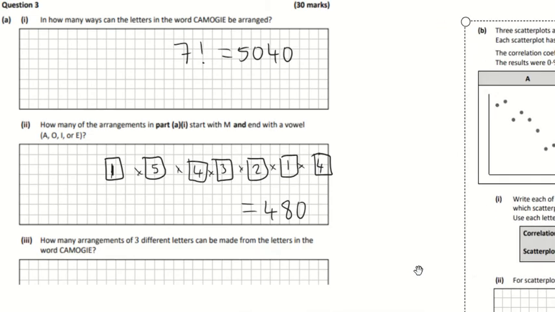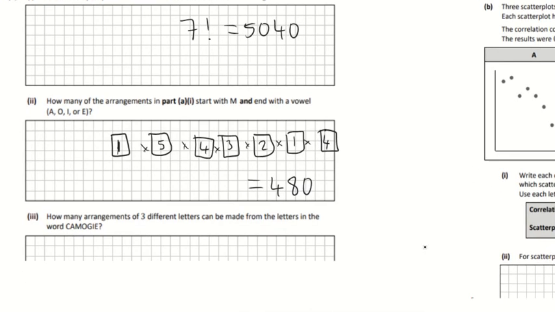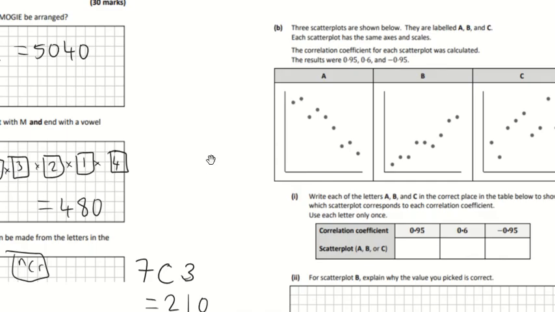How many arrangements of 3 different letters can be made from the letters in the word camogie? So you can use the nCr button on the calculator. That's on most calculators. So there's 7 letters to choose from, and you want to pick out 3 different letters from it. So it's 7 choose 3. So 7 choose 3 is what you're doing. So you can use the calculator again, and you should get 210 when you do that. So that's it for the first part.